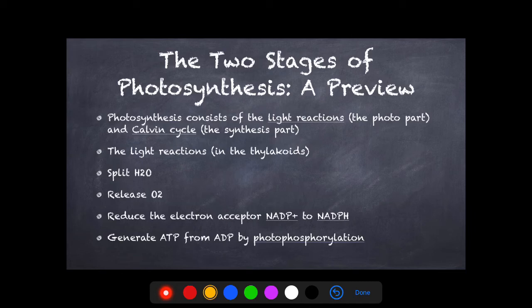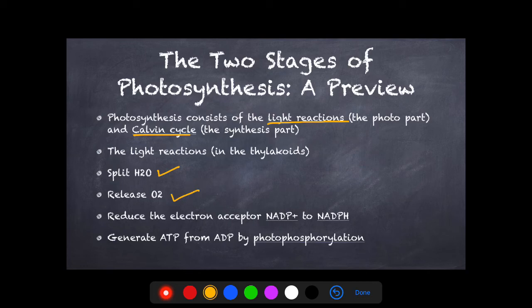Okay, so there are two stages of photosynthesis. There's two parts to it. You have a light reaction, which is solar. You take solar energy from the sun and you convert it to chemical energy. And then you also have the Calvin cycle.